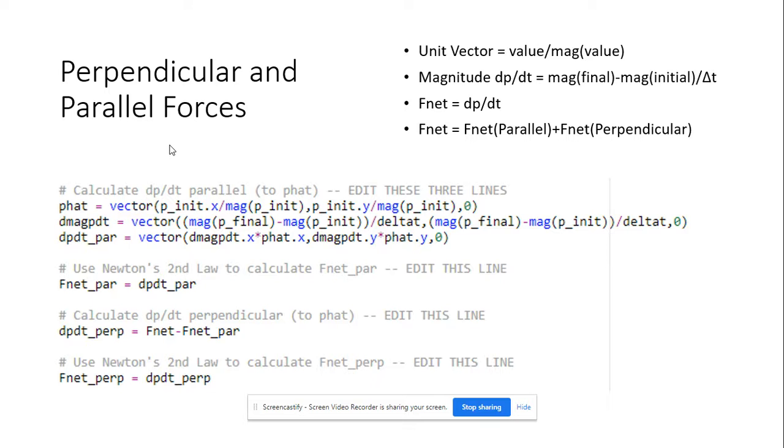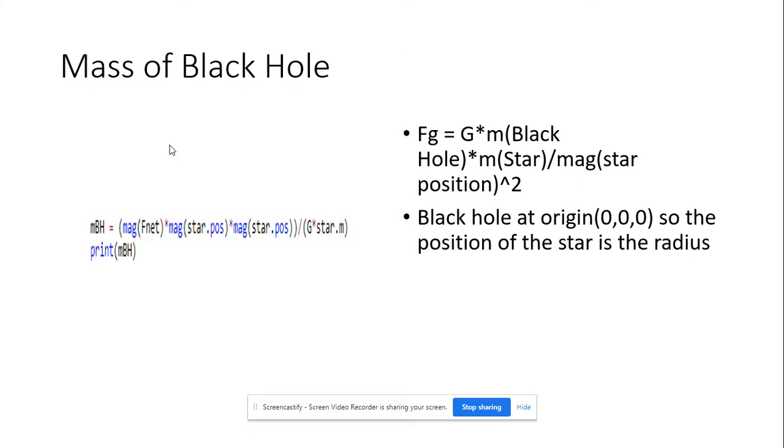And then we can set f net parallel equal to dp dt parallel because f net is equal to dp dt. And then using this, since we have found f net and f net parallel, we know that f net is equal to f net parallel plus f net perpendicular. And so we can find dp dt perpendicular and then therefore f net perpendicular.